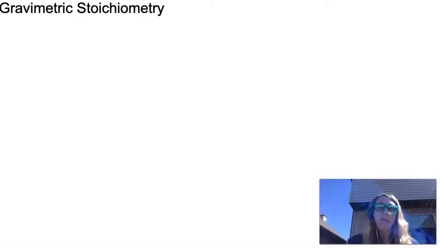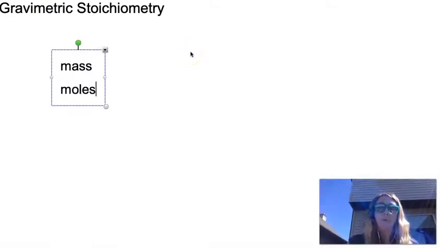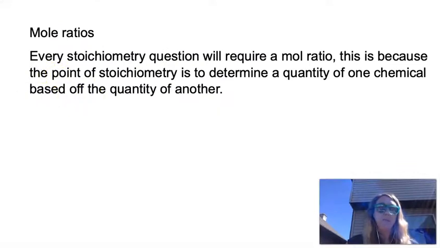So when we are looking at gravimetric stoich, this is basically stoichiometry where we are going to generally be using mass. Okay, sometimes we will also use moles in these calculations. But yeah, generally we're going to be talking mass-wise. So when we consider stoichiometry, the main point of stoichiometry is going to be to determine how much of something we have based off of how much of another chemical that we have.